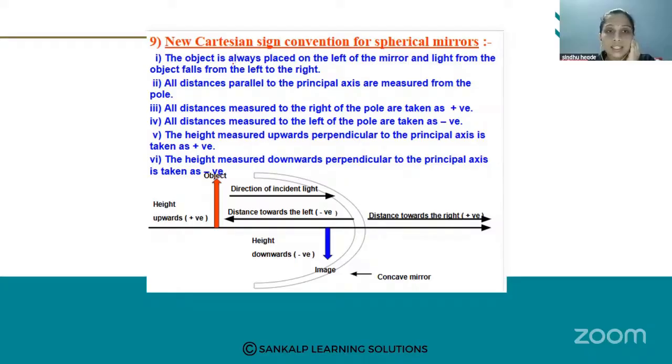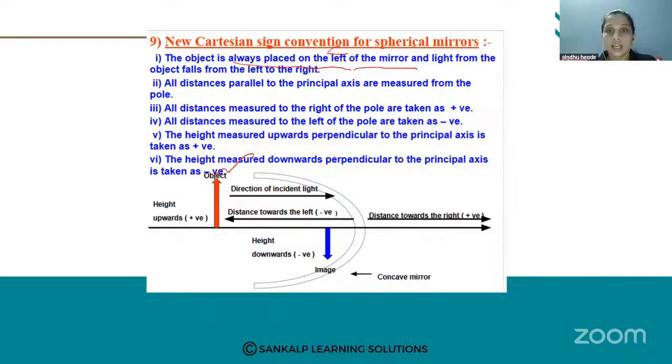One, the object is always placed on the left of the mirror. See here, whether it is a concave mirror or a convex mirror, some rules are common for both mirrors. First, the object is always placed on the left side of the mirror. See, this is the object, right? It is placed on the left side of the mirror. So this is the first thing to remember.